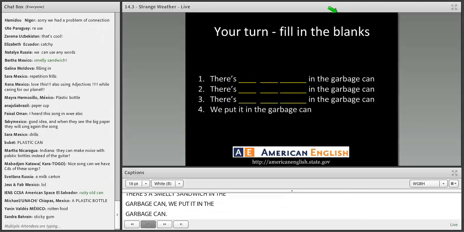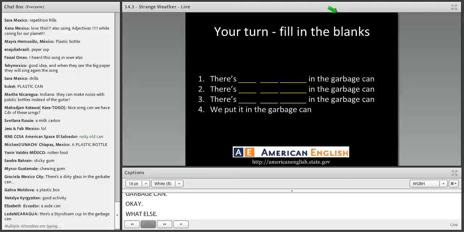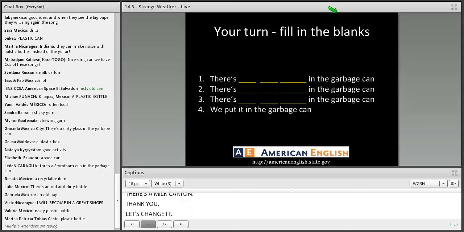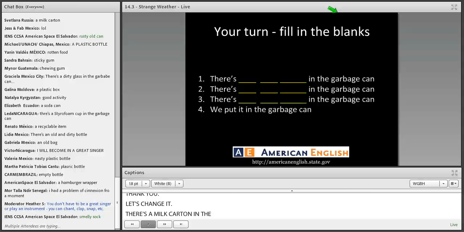There's a milk carton. Thank you, Svetlana. Let's change it. There's a milk carton in the garbage can. We put it in the garbage can. Good. Anything else? There's an old bag.